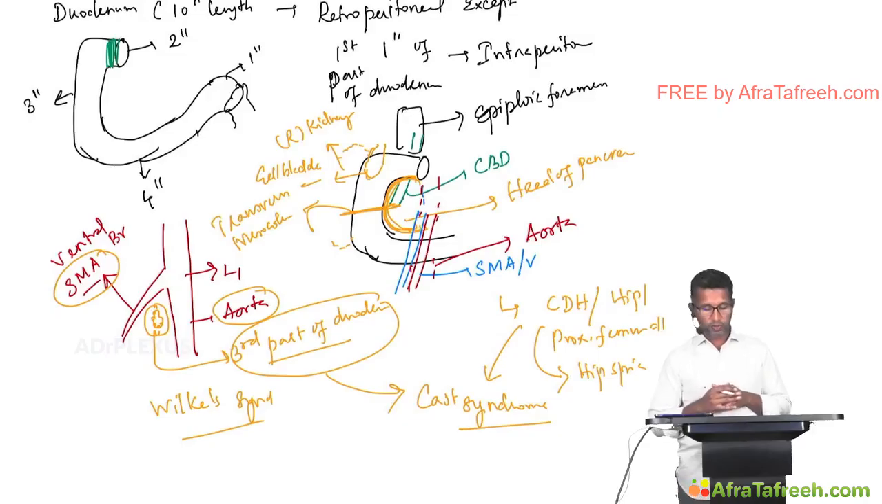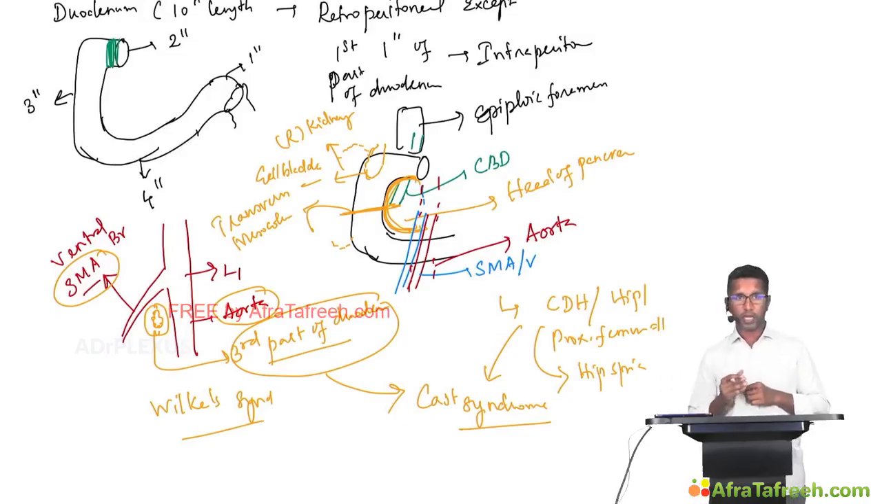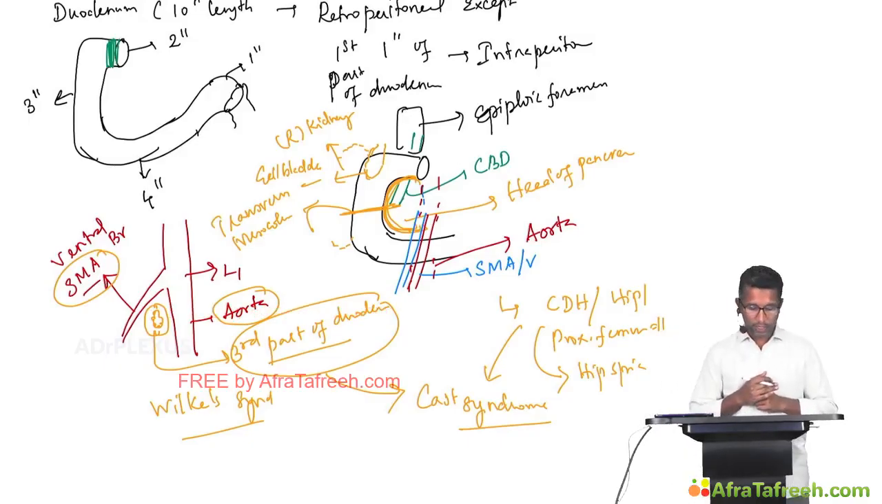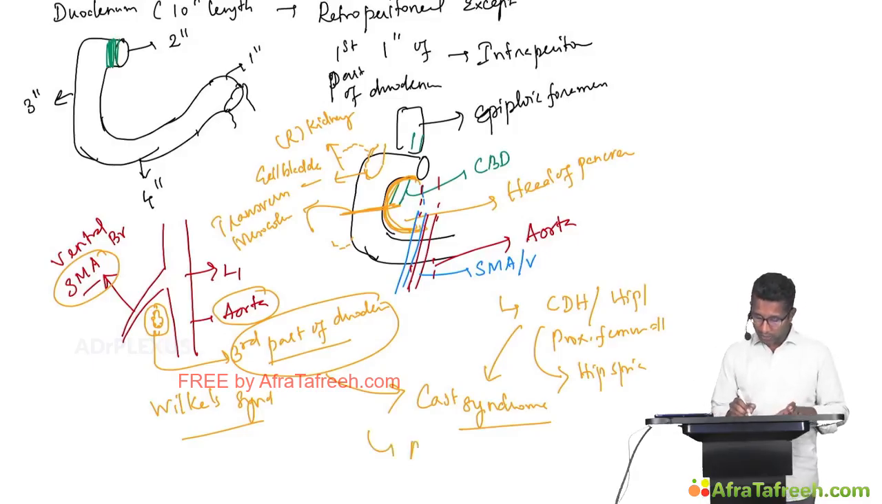So this syndrome is called Wilkes syndrome, also called cast syndrome, which is seen when the hip spica is applied tightly. So this child will present with bilious vomiting.